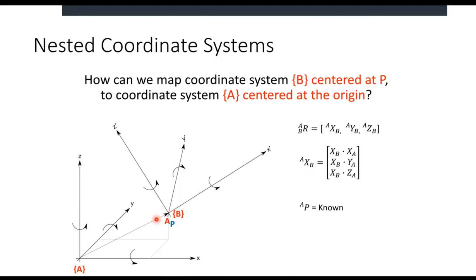The x-axis in frame B, I can dot product that with the x-axis, y-axis, and z-axis in frame A to figure out how to translate that movement down that one axis into movements down all three of these. And I can repeat that for my y-axis and my z-axis to get a full three-dimensional rotation matrix. So that'll be a 3x3 matrix.